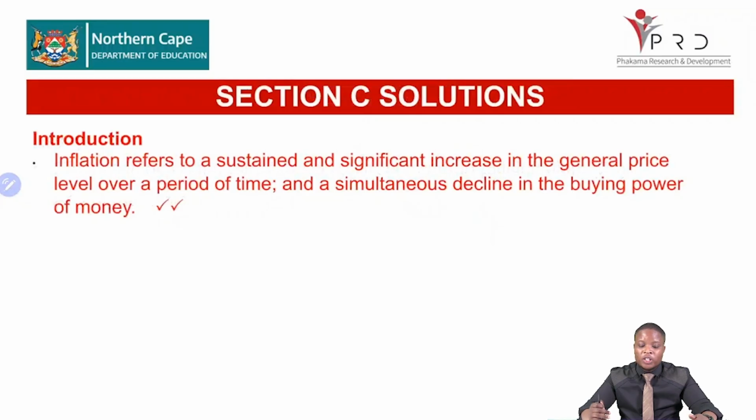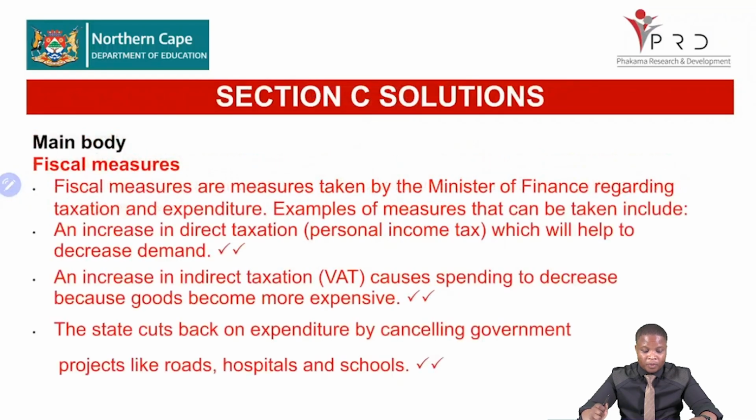Introduction: you're going to introduce what is inflation. Inflation refers to a sustained and significant increase in the general price level over a period of time, and a decline in the purchasing power of money. Main body: you're going to discuss fiscal measures and monetary measures and other measures to combat inflation, to reduce inflation. So inflation is an increase in the general prices with a decline in the purchasing power. How can we combat that?